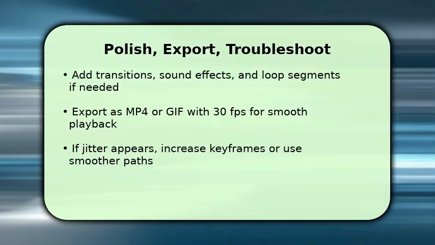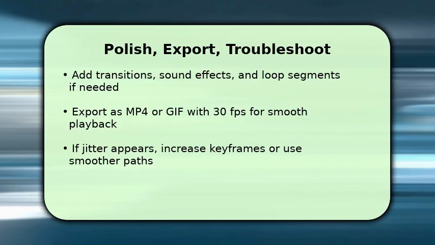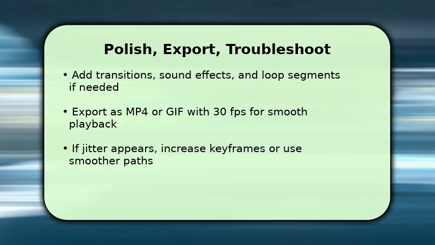When you export, choose MP4 with 30 FPS for smooth playback or GIF for short loops. Make sure to export full slide dimensions to avoid scaling artifacts. If motion looks jittery, increase keyframes by breaking a long path into shorter segments or switch to smoother paths and tweak easing. Finally, test on the target device and adjust bitrate or frame rate to resolve playback stutter.